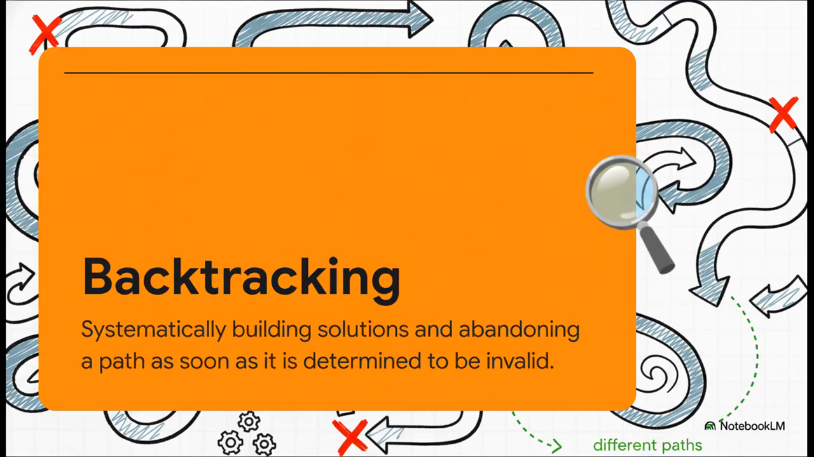You know, at its core, backtracking is all about building a solution one step at a time. But here's the crucial part. The very instant you realize a path is a dead end, you stop. You just abandon it, turn around, and try a different path. It's all about not wasting a single second on a choice that you know is wrong.